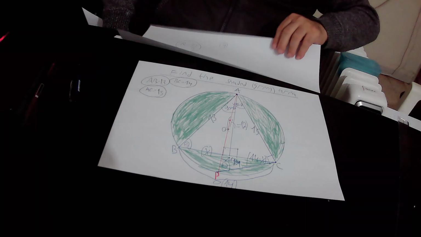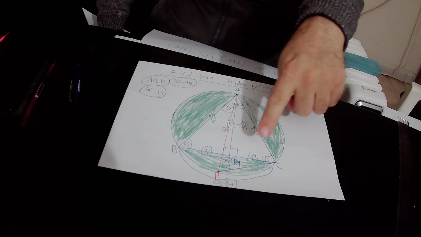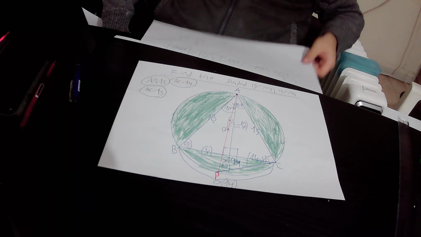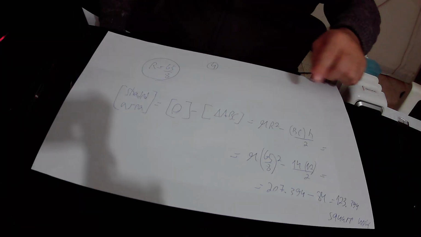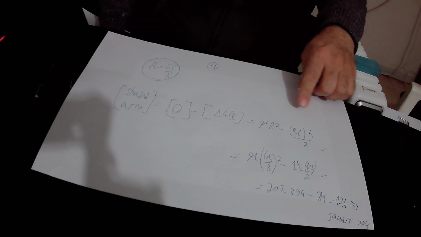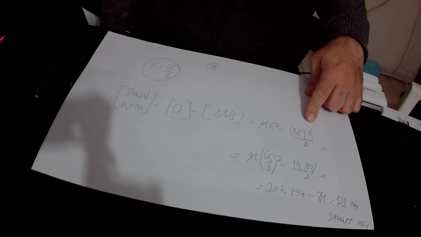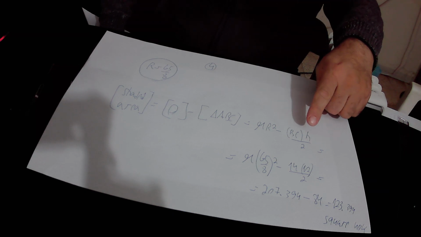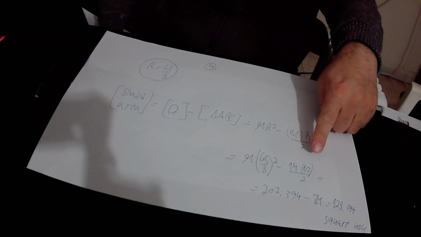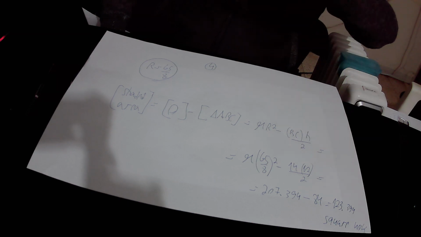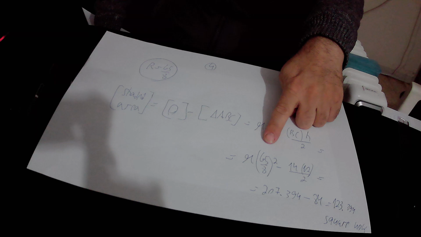The area of triangle ABC equals the base of the triangle, that is BC, times the height to the base, that is AM, that is H, over 2. So pi r squared, where R is 65 over 8, so R squared is 65 over 8 squared, minus BC, which is 14, times H, which is 12, over 2. 14 over 2 is 7, and 7 times 12 is 84. So the area of triangle ABC is 84 square units.